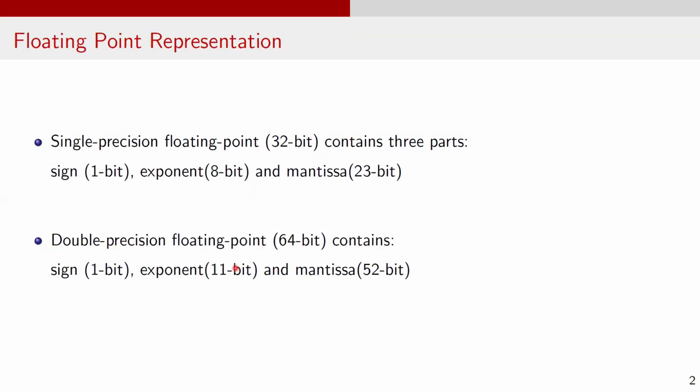First, let's start with an overview of floating point representation. According to IEEE 754 standard, there are two floating point representations: single precision 32-bit and double precision 64-bit. The single precision format consists of a sign bit, 8 exponent bits, and 23 bits for the mantissa. The double precision format has one sign bit, 11 exponent bits, and 52 bits for mantissa.